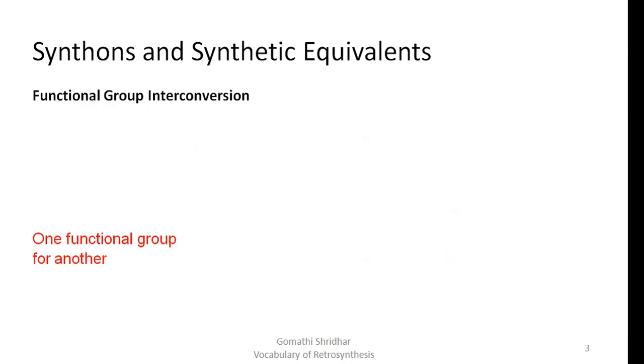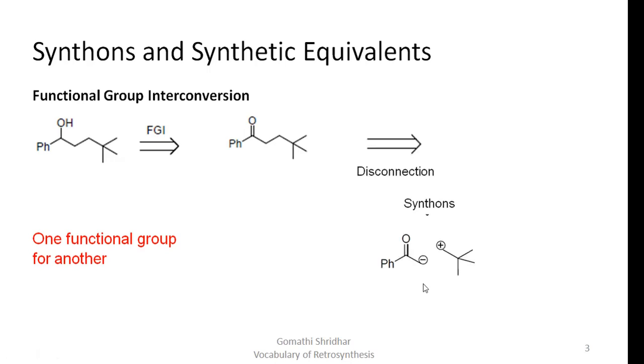For the same molecule, instead of a disconnection, first let us do a functional group interconversion. The secondary alcohol is obtained from the corresponding ketone. So, on disconnection, the ketone can give the following synthon. Now, the synthetic equivalent of the species having the positive charge is simply the corresponding alkyl halide, and the other synthon can be obtained from acetophenone.